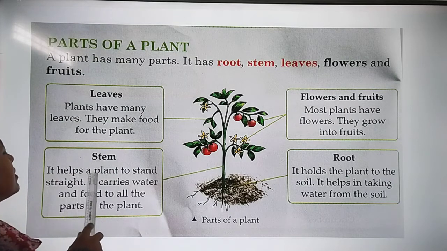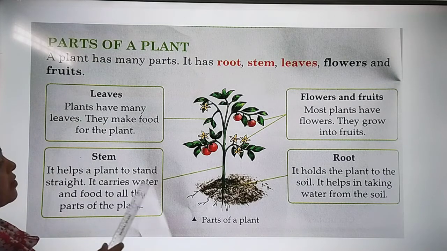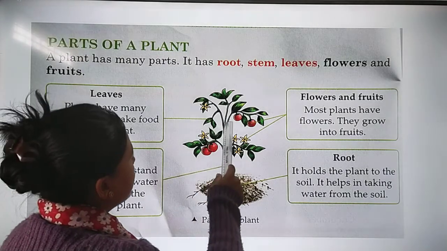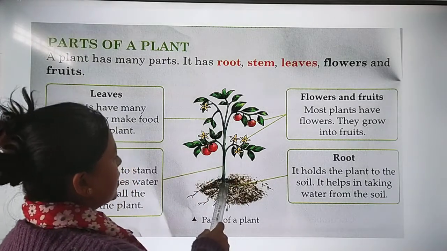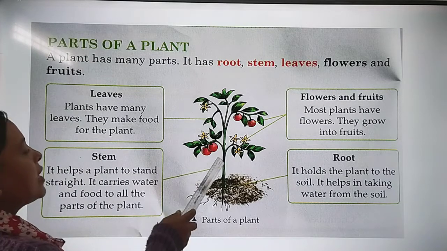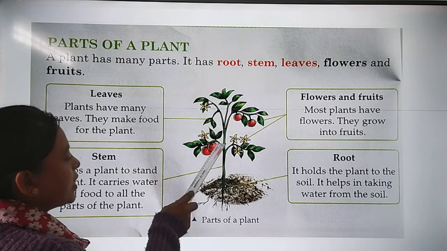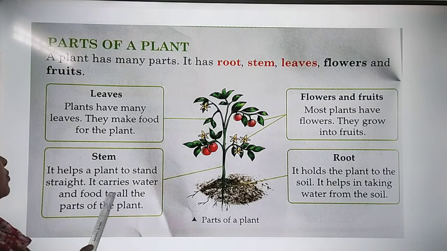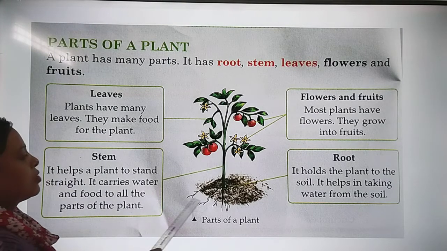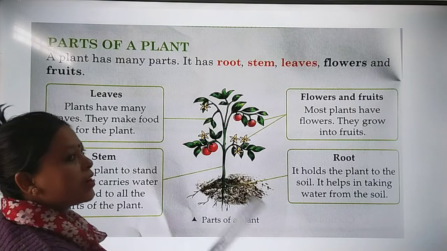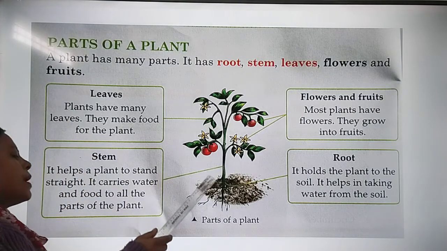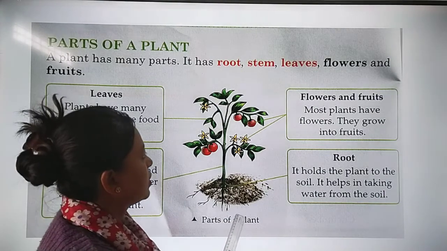Stem. It helps a plant to stand straight. So stem helps a plant to stand straight. It is straight, isn't it? So what helps the plant to be straight? Yes, stem. Okay, and it carries water and food to all the parts of the plant. So stem duty or function is to carry water and food to all the parts of the plant.